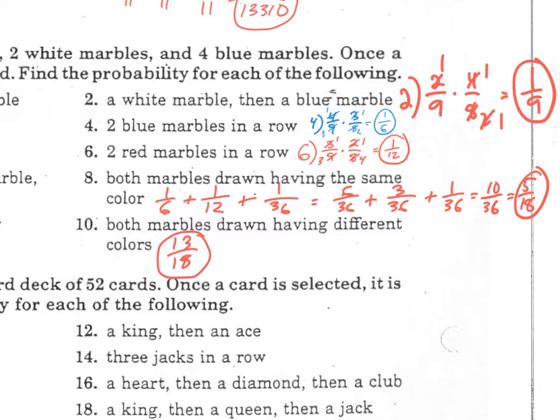So I'm using some of the work that I've already done to help me figure out the answer to number 8 here. I add up all those and I get 5/18, and then I know that the probability of this one plus the probability of this one must be 100%. It must add up to 1. So we're basically saying 18/18 minus 5/18 gives me 13/18.